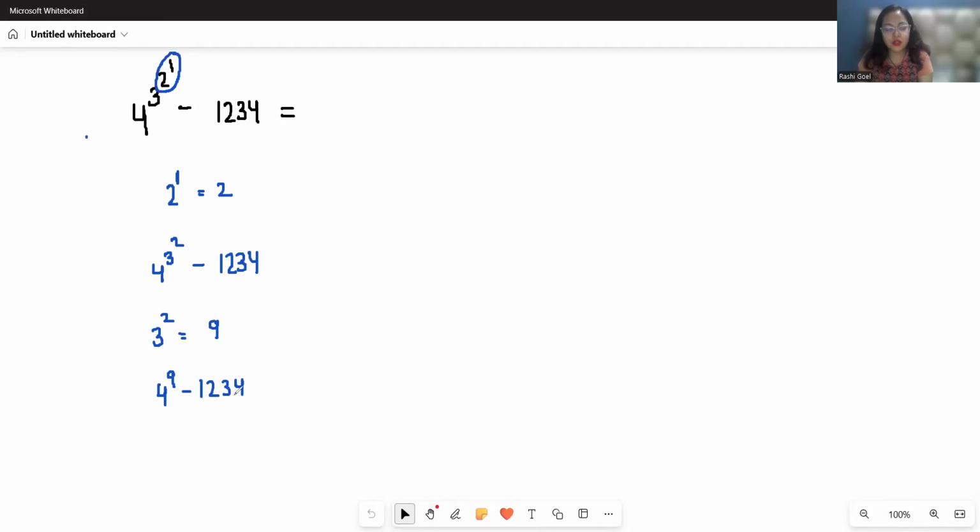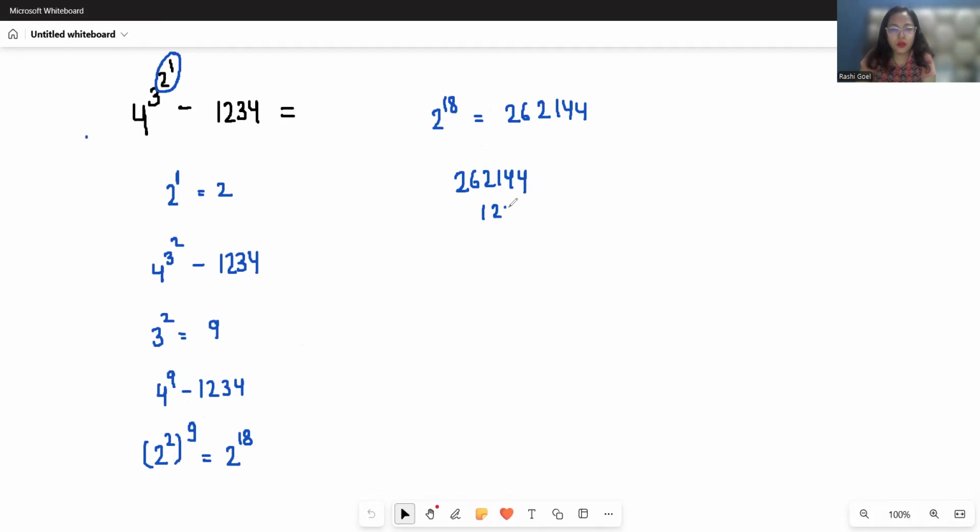Now the task is to simplify 4 power 9. I can write 4 as 2 squared, whole power 9, and this becomes 2 power 18. Now what is 2 power 18? 2 power 18 is 262,144. Now simply subtract 1234 from 262,144.